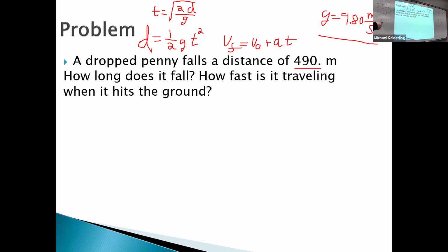If you take distance equals 1/2 g t squared and solve for time, you get time equals the square root of 2 distance over g for a dropped object. So I'll give you a little while to think about this, and then I'll show you how you work it out.